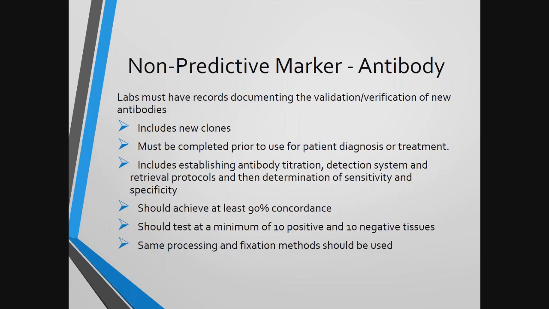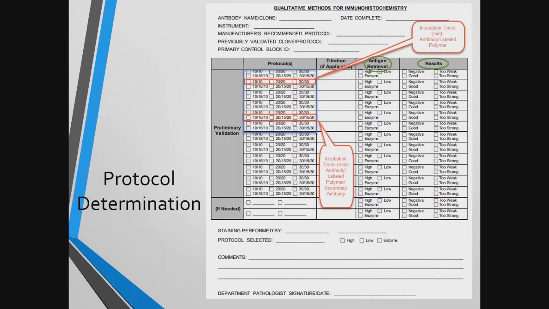This eliminates any variables that might need to be considered later and fully supports a robust and effective validation. So in terms of concordance, this means that you should see at least 9 of each of these samples showing the expected staining pattern. If you don't see this, then you need to go back and assess your protocols and processes. So let's talk a little more specifically about the first step of implementing a new IHC assay.